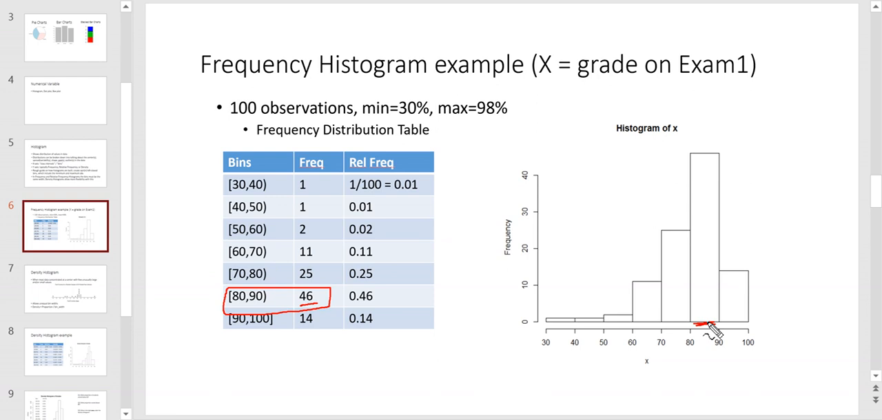So you want to see more details in there, because there are details. There are 46 observations from 80 to 90. I want to know, are they all on this side? Are they all on this side? Are they in the middle there? Are they spread evenly? What's the story? Let me see. So if I could, I would love to split this into maybe 2 or 3 bins.